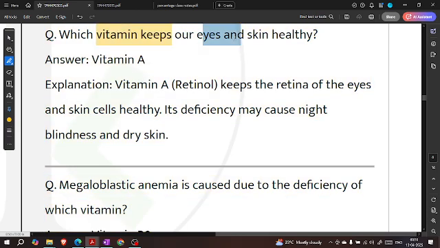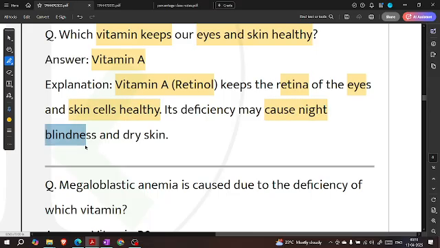Which vitamin keeps our eyes and skin healthy? Vitamin A. Vitamin A, retinol, keeps the retina of the eye and skin cells healthy. Its deficiency causes night blindness and dry skin.